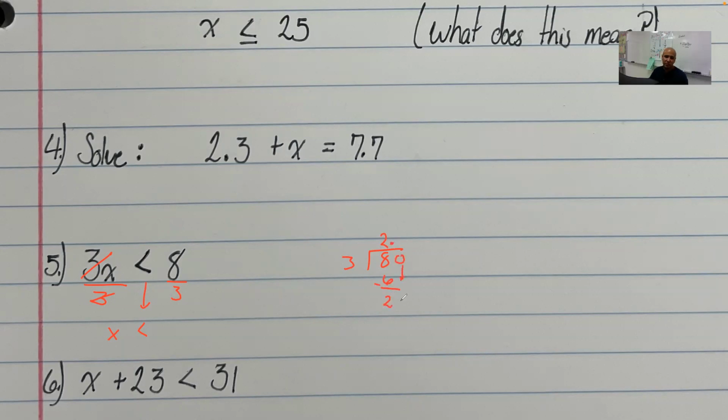Bring down the 2. Bring down the decimal. Bring down the 0. 3 goes into 20 6 times. That's going to be 18. Remainder 2. Bring down the 0. It's going to go on forever. So it's going to be 2.66666, etc.